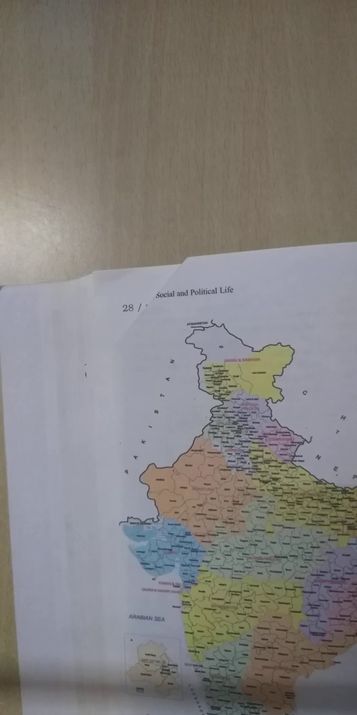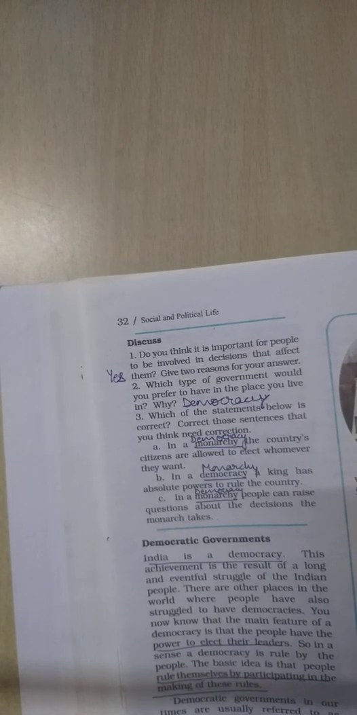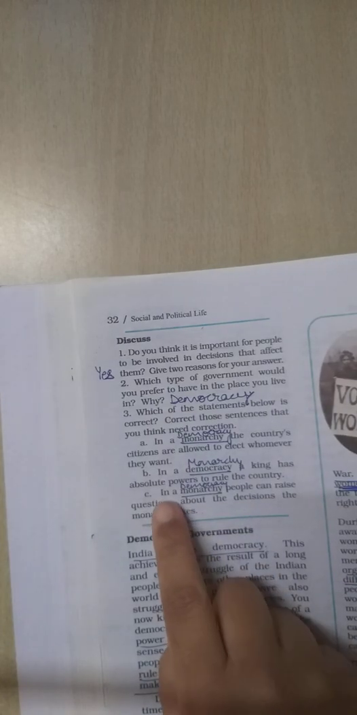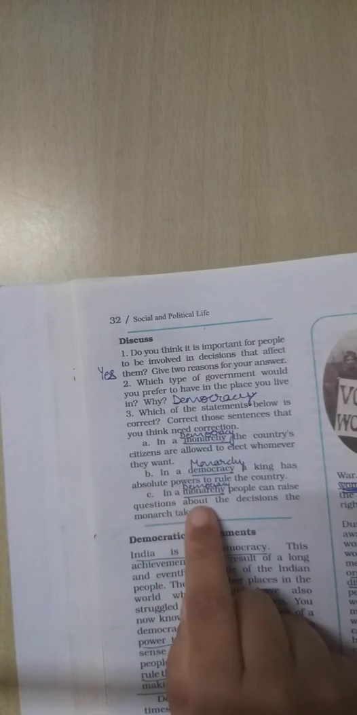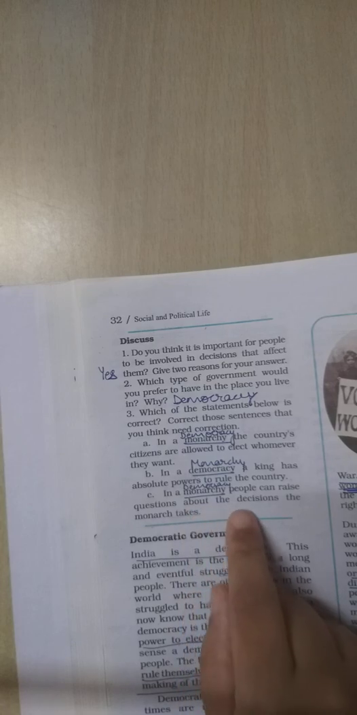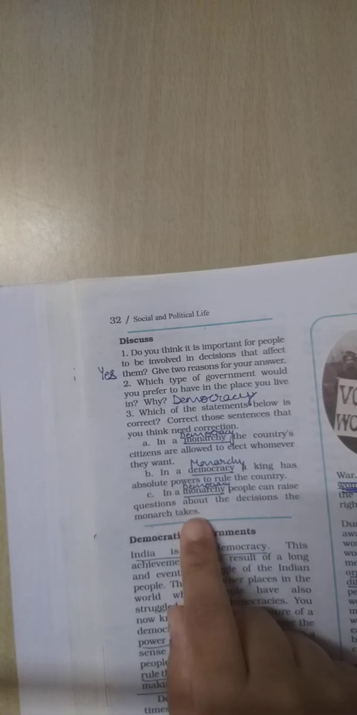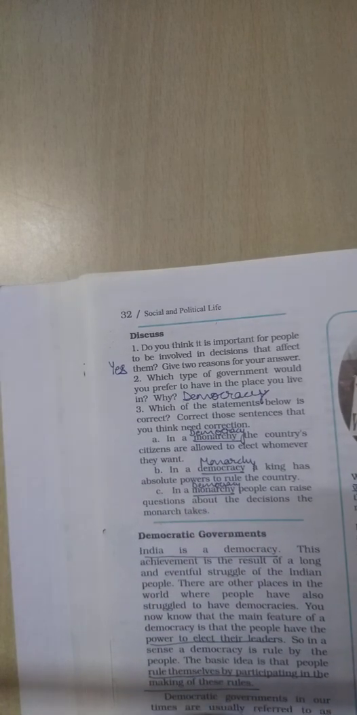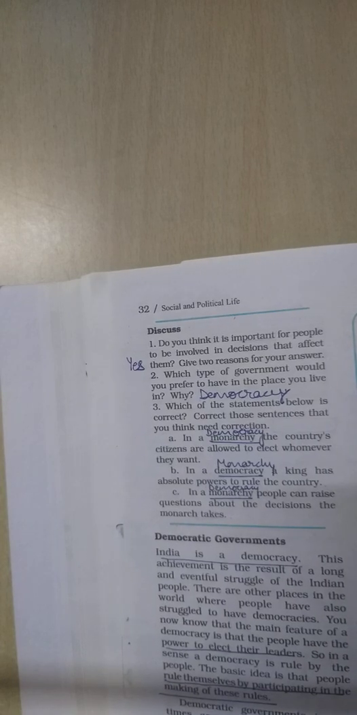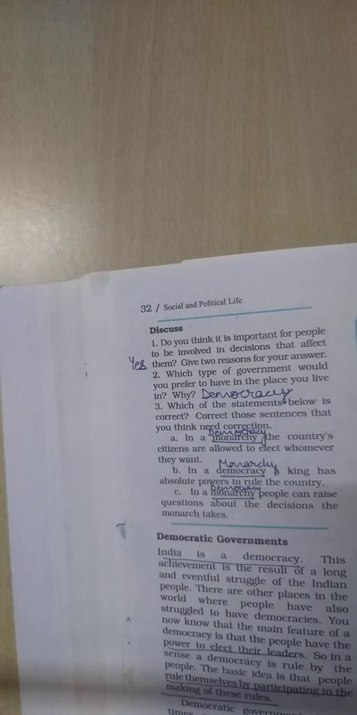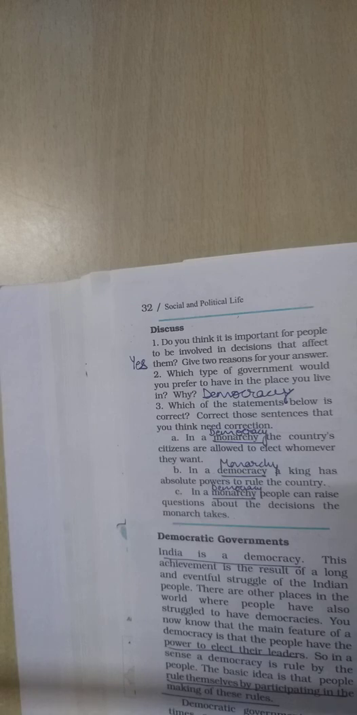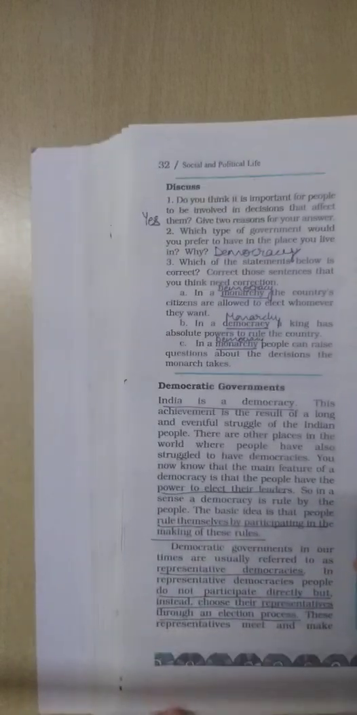Here we discuss the form of government. Another form is monarchy, right? Page number 31. In a monarchy, people can raise questions about the decisions the monarch takes. No, you cannot. The king or the queen is not responsible for answering. Okay, now we'll see here.